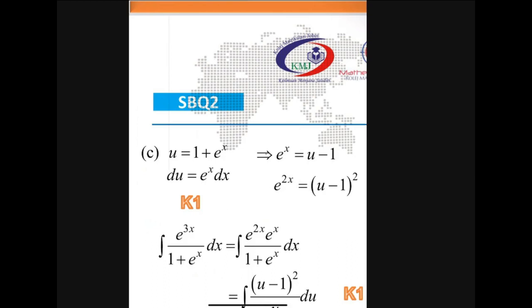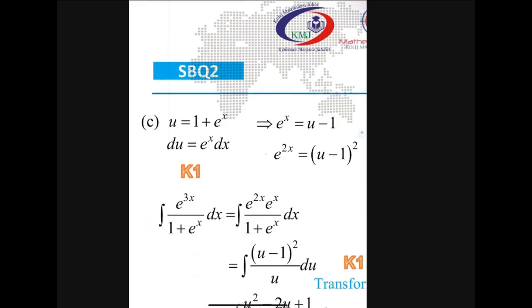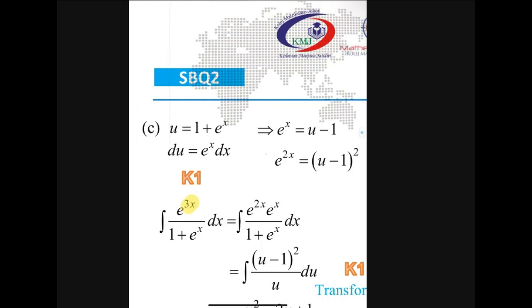Okay, but then we have a problem here. In the question, we have e to the power of 3x. So I split it up as e to the power of 2x and e to the power of x, and then rewrite this in terms of u. So that's how we get (u minus 1) squared over u du. Okay, you just have to rewrite everything carefully.